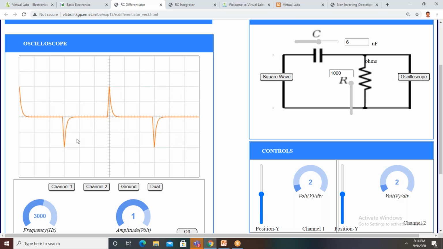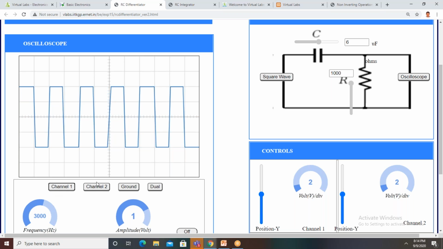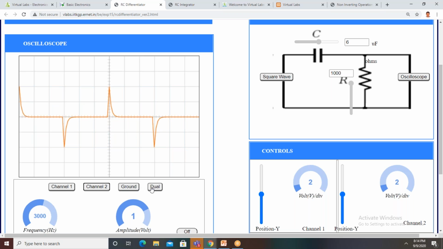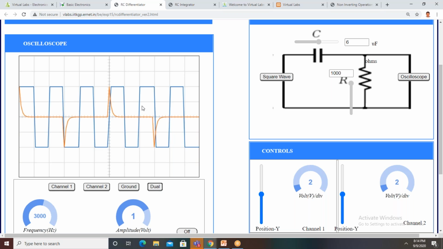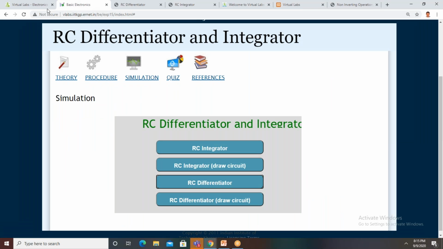What about the remaining experiments, sir? PDC? We just saw non-linear applications and linear applications, RC low pass and high pass. Clippers are there, na, sir? Clippers, clampers are there, sir.